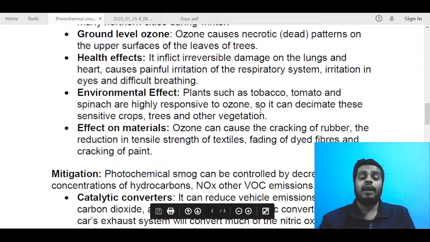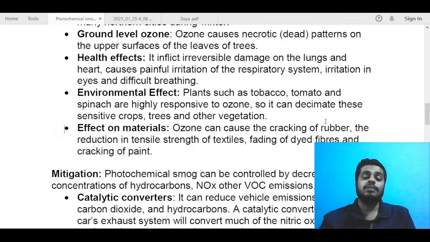There are multiple plants, such as tobacco, tomato, and spinach, that are highly responsive to ozone, and it can decimate these sensitive crops, trees, and other vegetation. Then there is the effect on materials also. Here you could have also added the effect on animals, although it is almost similar to the effect on humans. This photochemical smog has. Next, you can talk about the effect on materials.